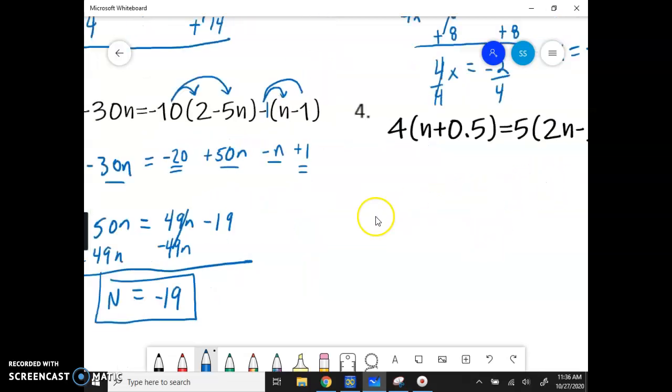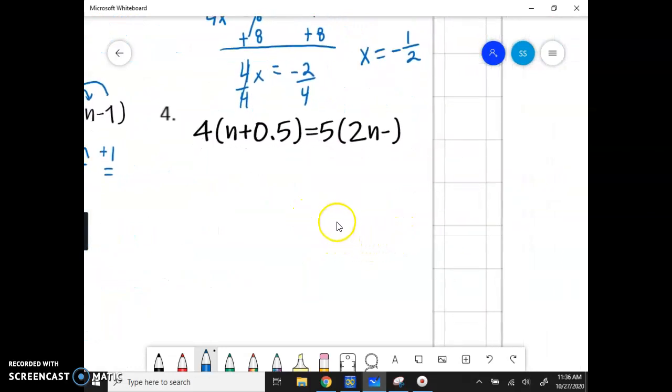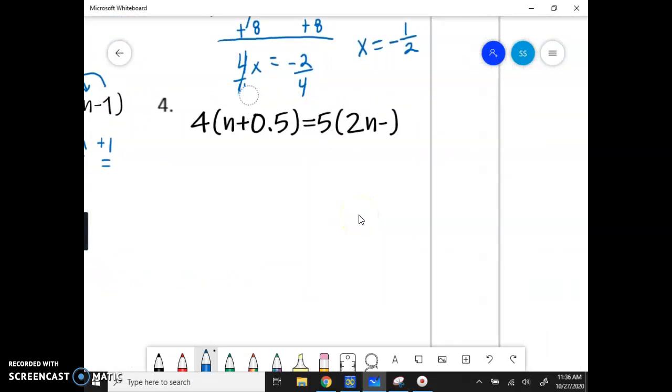All right, moving on. Number 4. I'm going to go ahead and erase up here really quick. All right, so the first thing we need to do, step 1 says to use distributive property to remove any grouping symbols. So let's do that. 4 times n is 4n, and 4 times positive 0.5, that's the same thing as just multiplying by a half. So that's going to equal 2. You could definitely use your calculator if you didn't know that one. All right, we've distributed on the left side. We also have some distribution to do over here.